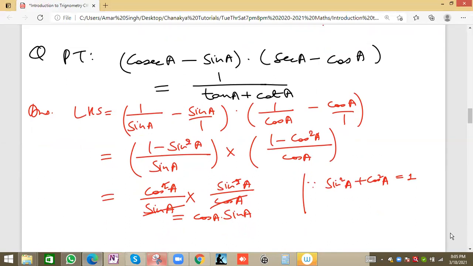Now how can we convert cos A into sin A as 1 by (tan A plus cot A)? So we can start from the RHS. Right hand side we can take.